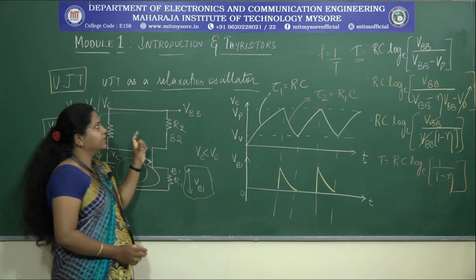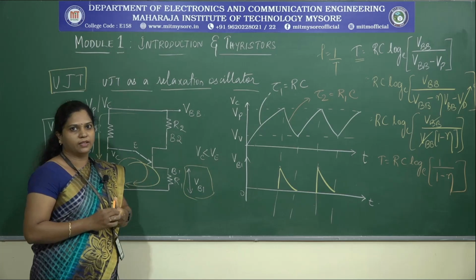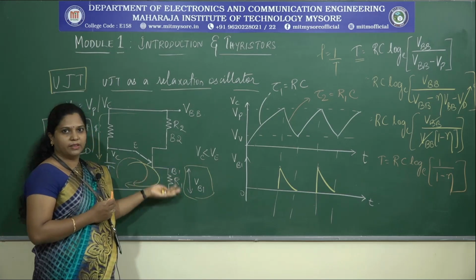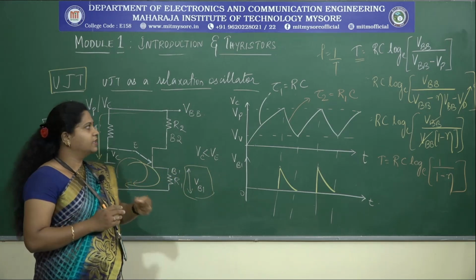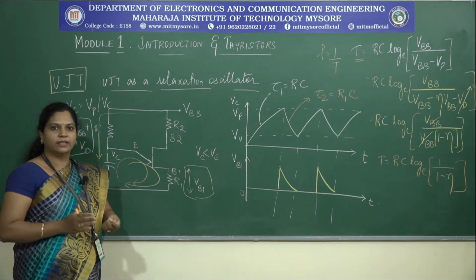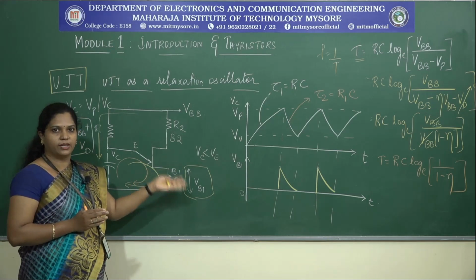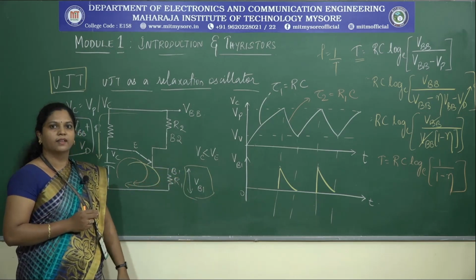So these are the different circuit methods or triggering circuit methods for supplying the gate pulses to the thyristor. So this completes the turn on methods as well as the gate triggering circuits of thyristors. Thank you.